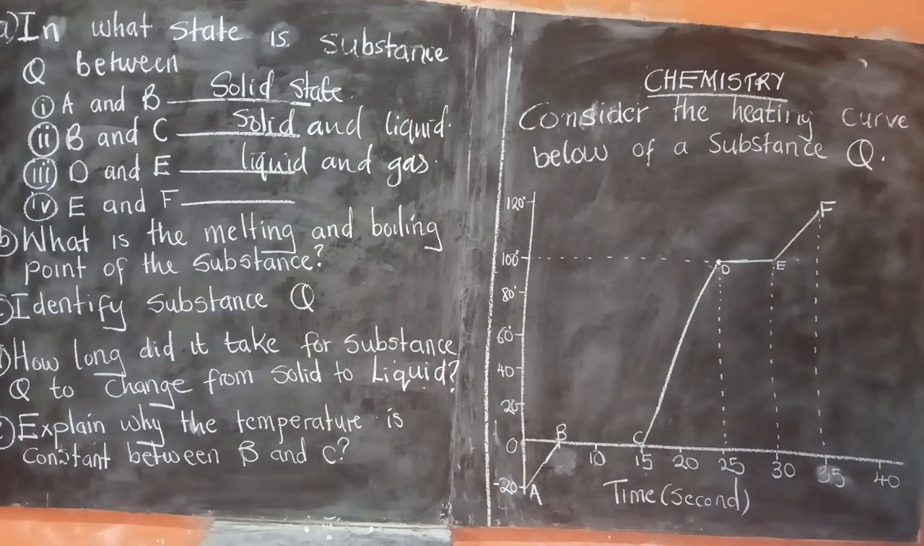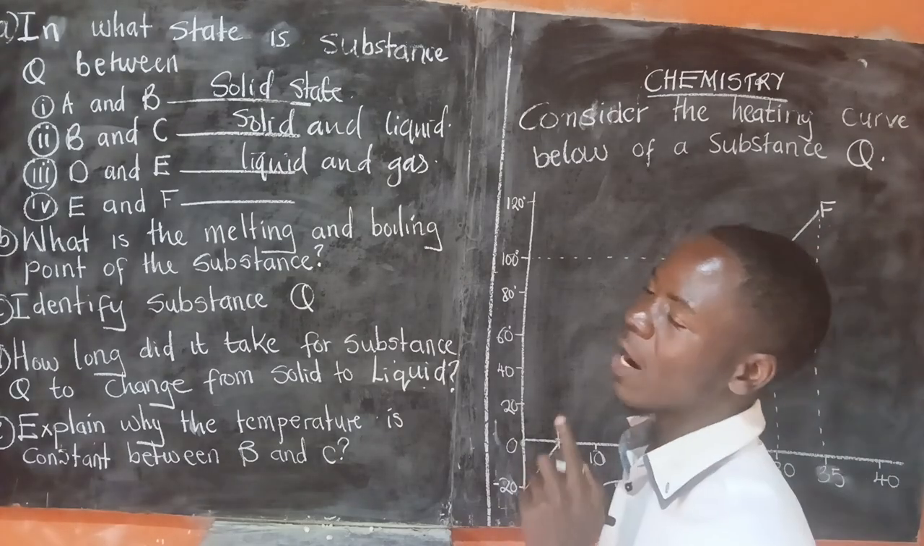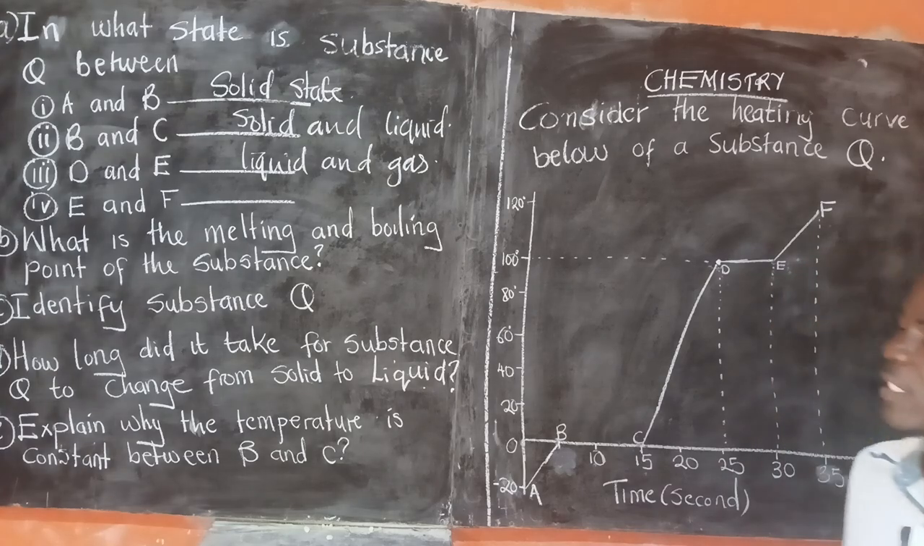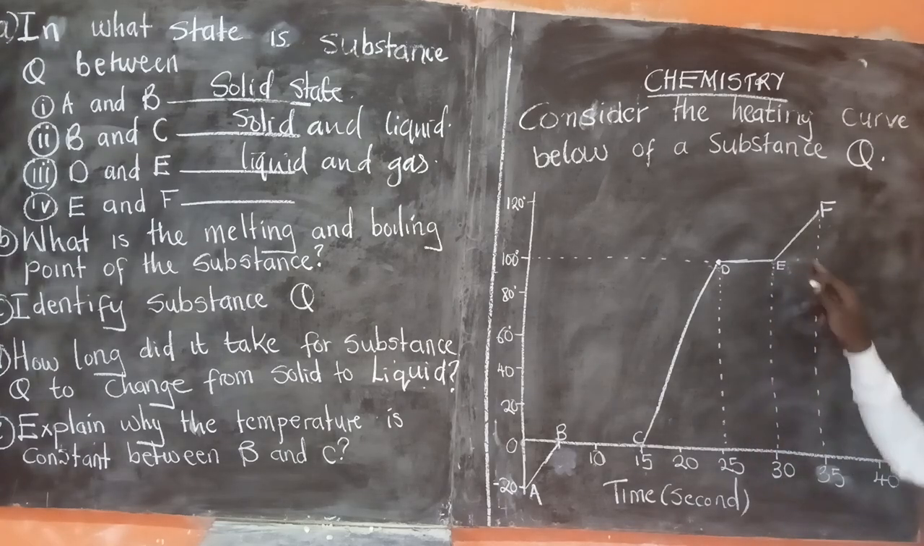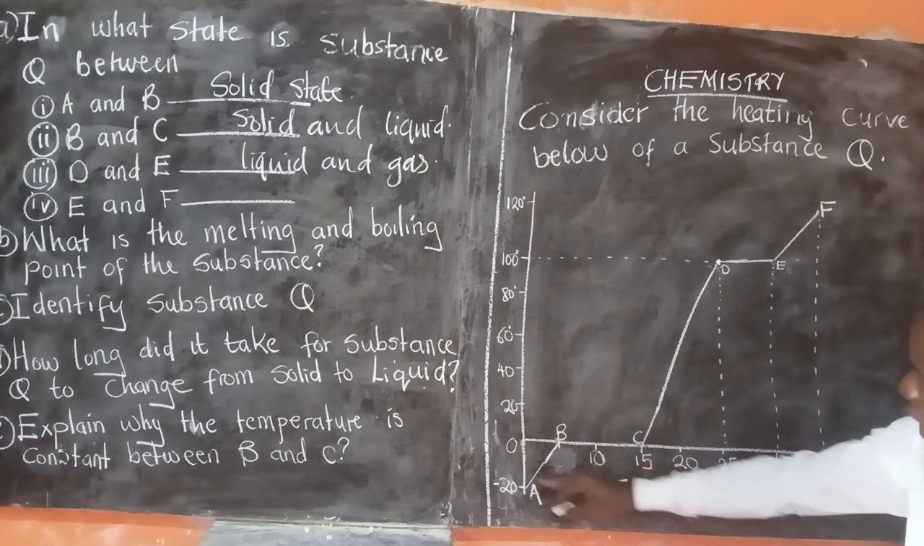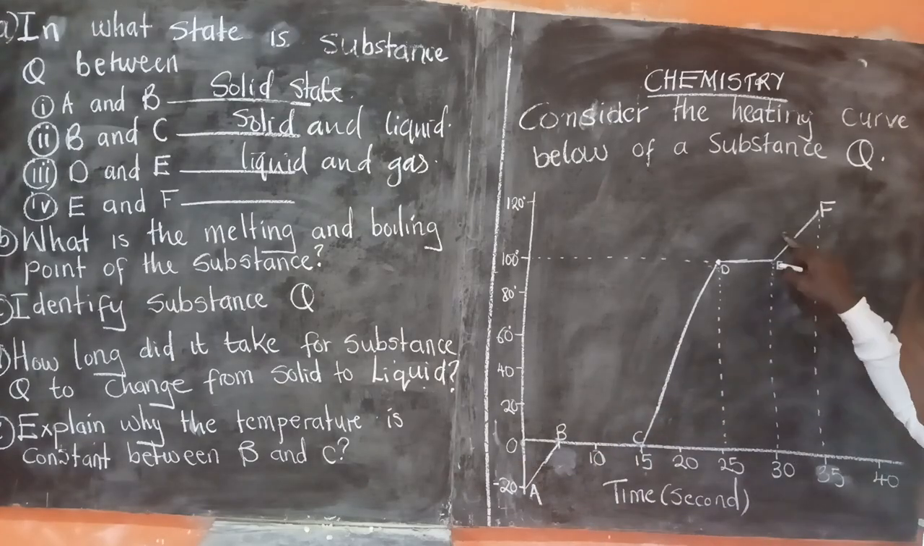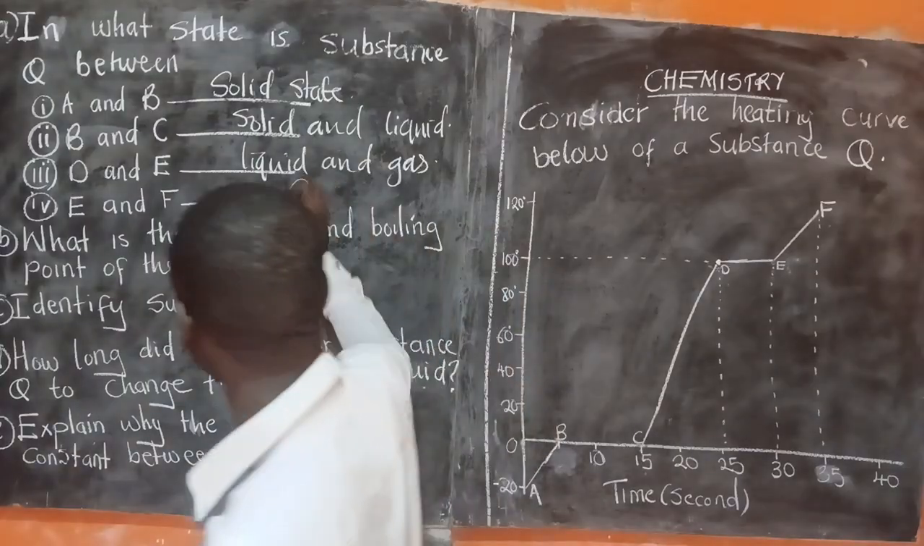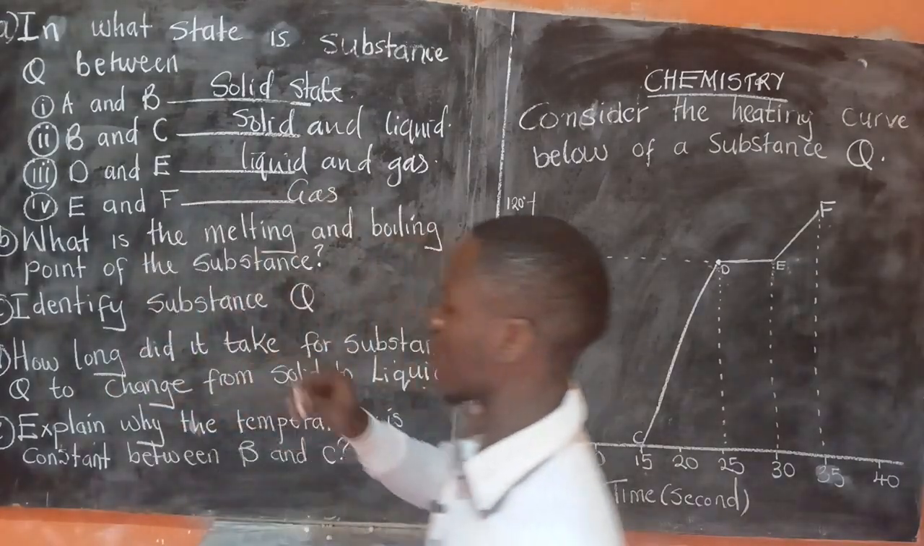Then now, in what state is this from E to F? E to F, the state from there. Whatever is happening in the state, it is the gas. Why? Because here we are talking about the state of matter: solid, liquid, and gas. So here it is just the gas from there.